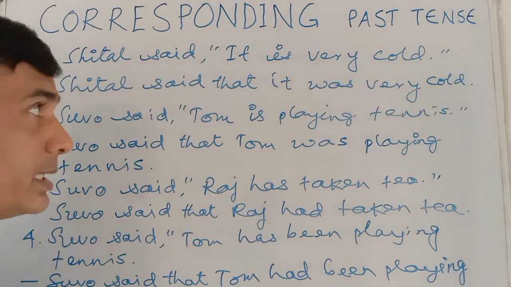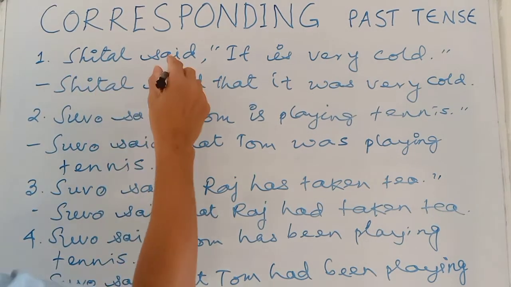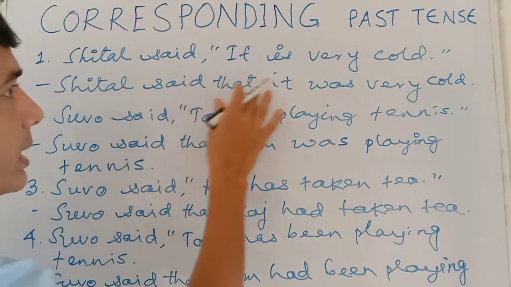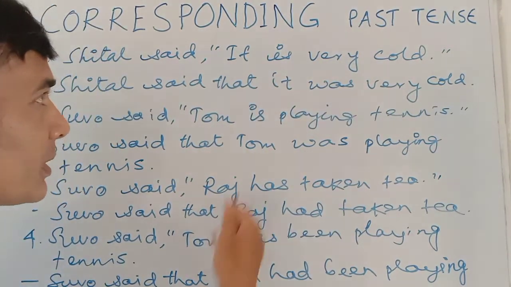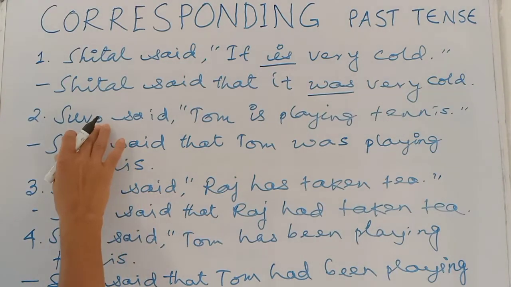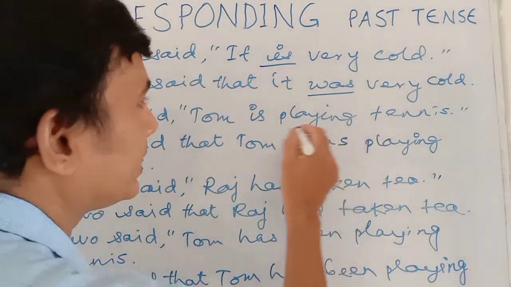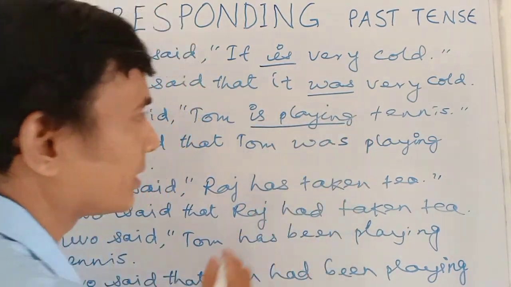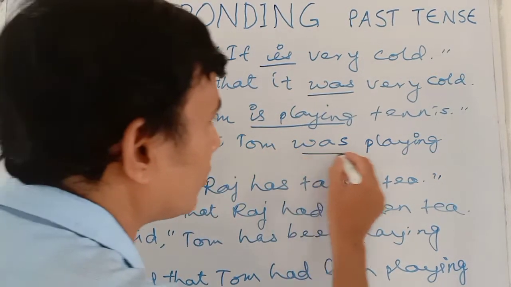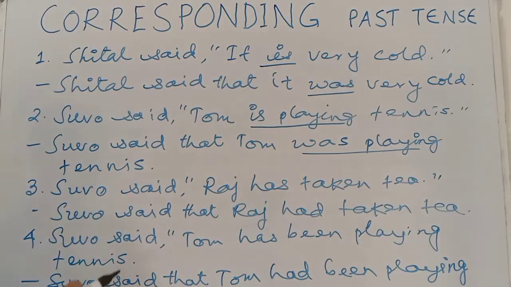Okay, look at the board. I have written, Sital said, it is very cold. Sital said that it was very cold. Simple present, simple past. Subha said, Tom is playing tennis. Is playing, present continuous tense. Subha said that Tom was playing tennis.